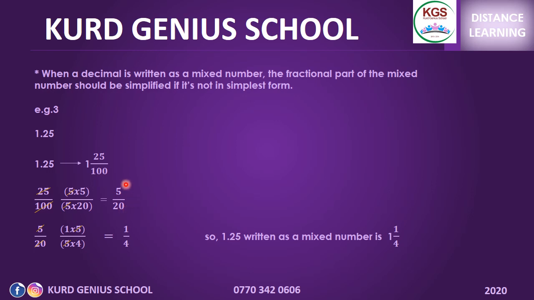But again, this fraction is not in the simplest form, we have to simplify it again. 5 times 1 is 5, 4 times 5 is 20. These two 5s take away each other, and the same thing for the numerator and the denominator of the fraction. So only 1 and 4 are left for the fraction, a quarter. So 1 and 25 hundredths written as a mixed number is 1 and a quarter.